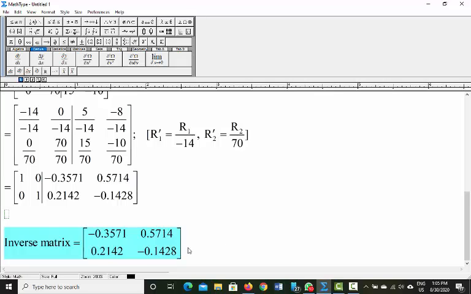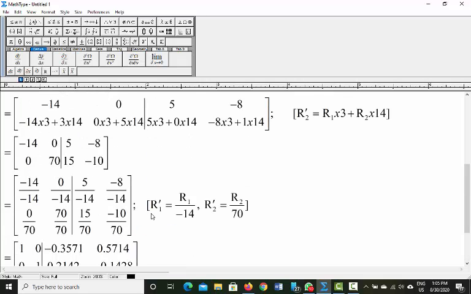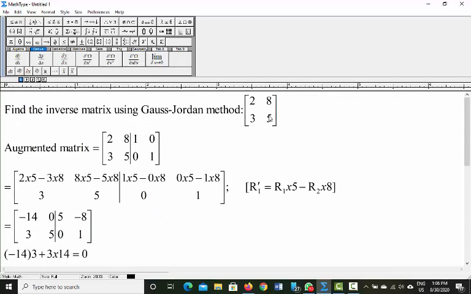Now let us do another problem. So let me change the digits here. For example, we have a 0 here, we have a 6 here, we have 2 here, we have 5 here. So now we want to find inverse of this matrix.